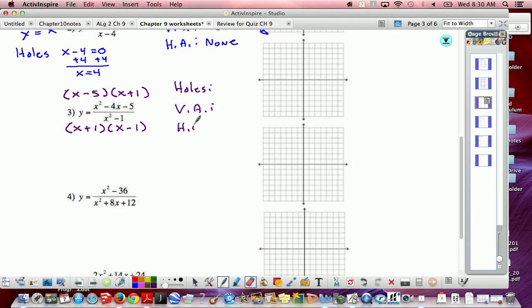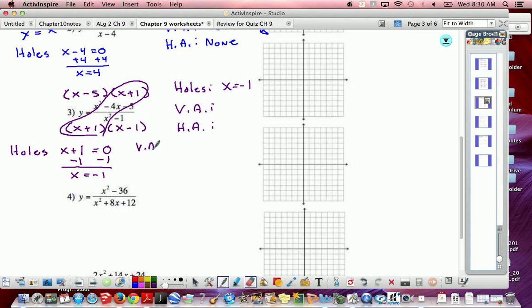So now when I'm looking at this one, I'm going to go and identify the holes, the vertical asymptotes, and the horizontal asymptotes. So in this particular case, for my holes, my x plus 1 is a common factor. So I'm going to set that equal to 0 since I can't divide by 0. So I have a hole at x equals negative 1. For my vertical asymptote, I take the other factor that's left in the denominator and set it equal to 0. So I have a vertical asymptote at x equals 1.